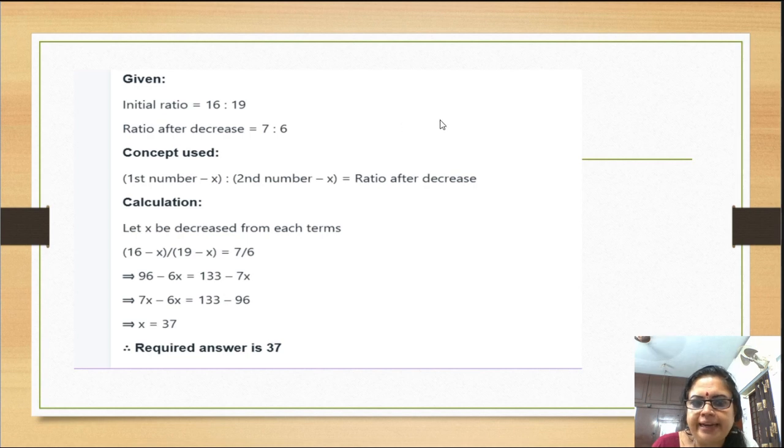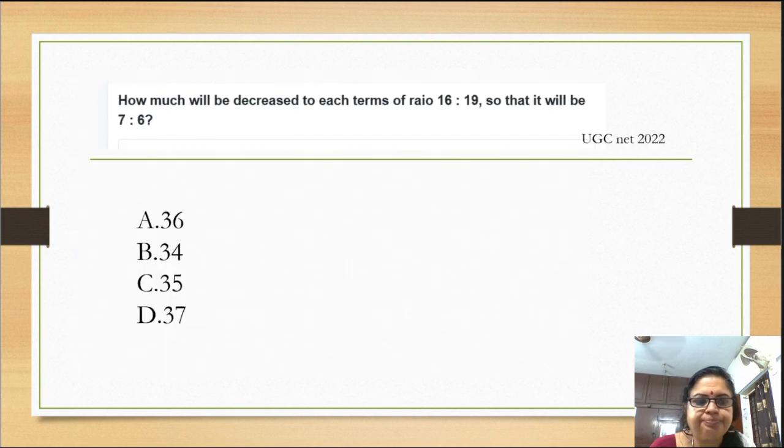16:19 means 16 by 19, isn't it? So you are subtracting some number x. 16 minus x divided by 19 minus x is equal to 7 by 6. You can cross multiply and you get 96 minus 6x is 133 minus 7x, or 7x minus 6x, x is equal to 37. So the required number that has to be subtracted is 37. So the answer is D.